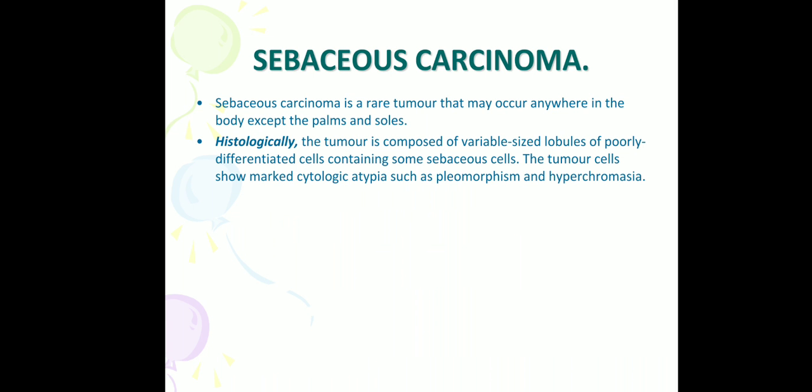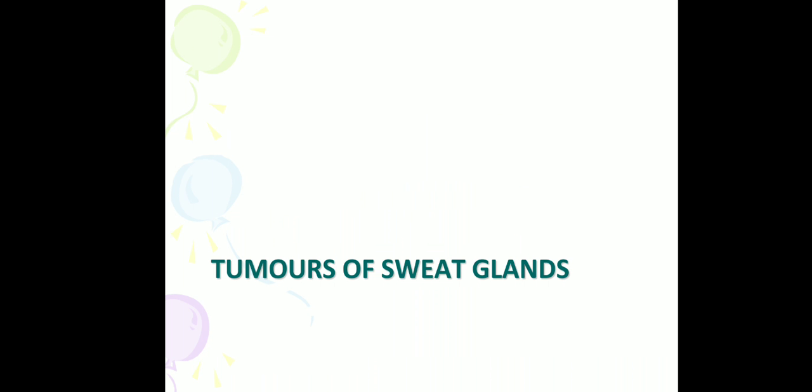Sebaceous carcinoma is a rare tumor that may occur anywhere in the body except the palms and soles. Histologically, the tumor is composed of variable-sized lobules of poorly differentiated cells containing some sebaceous cells. The tumor cells show marked cytological atypia such as pleomorphism and hyperchromatism.